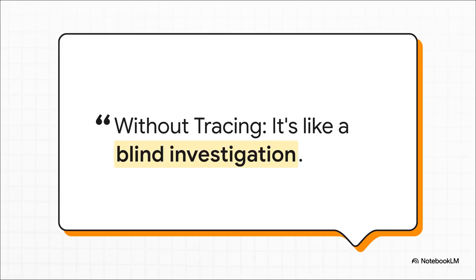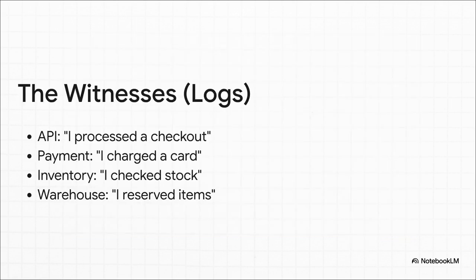Let's think about this like a detective story. Without tracing, you're basically trying to solve a crime with zero visual evidence. All you have are a bunch of scattered, confusing witness statements. So the detective, that's you, goes and interviews each service. The API says, yep, I processed a checkout. The payment service says, sure, I charged the card. They all tell you they're part of the story, but nobody saw the whole thing. Nobody can tell you where it all went wrong.